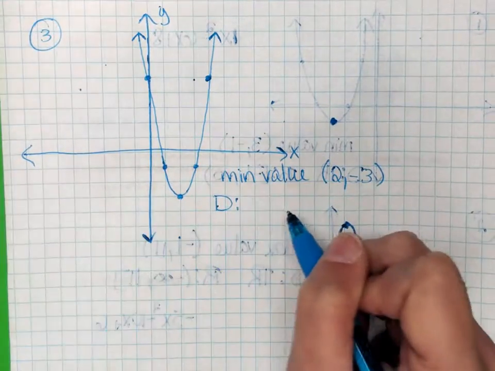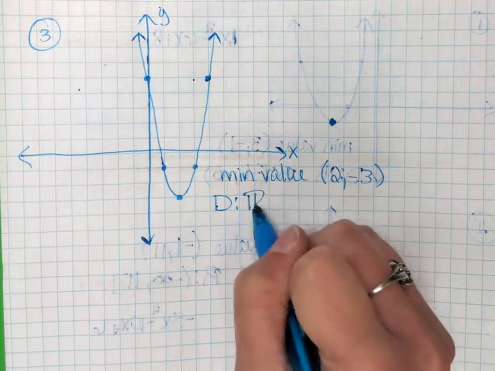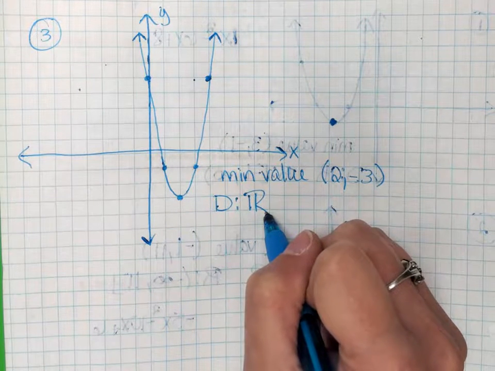Domain? Oh my gosh, domain is so hard. Oh no, it's not. What is it? All real numbers. Or negative infinity, positive infinity. Doesn't matter.